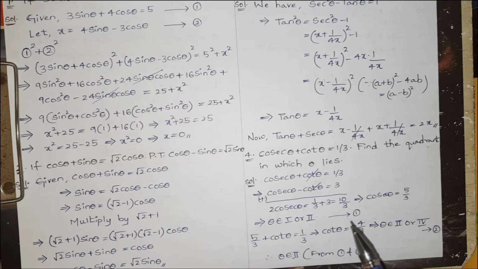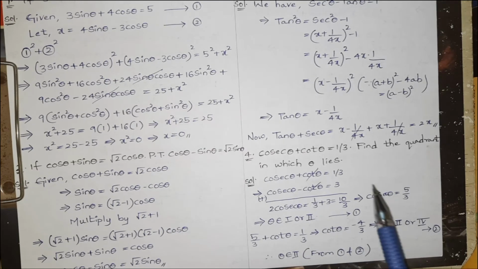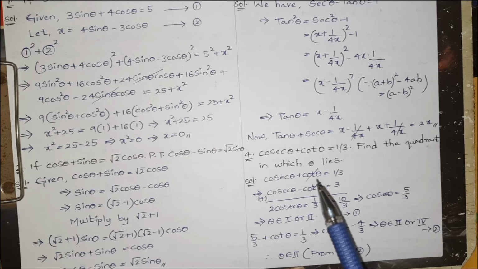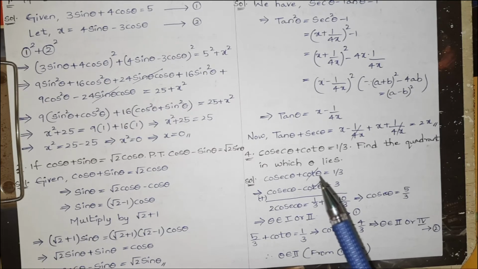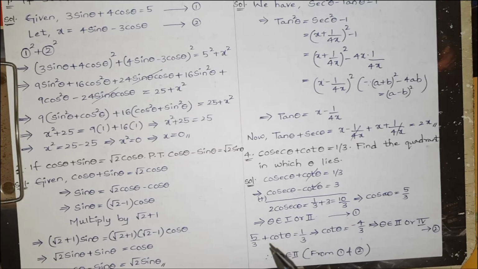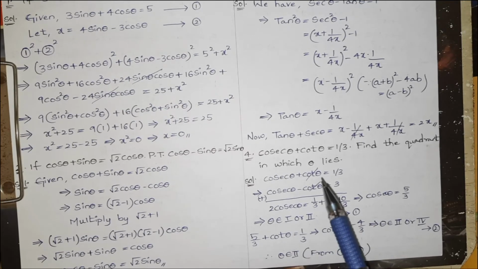So let this be the first equation. Since we got the cosecant theta value, let us substitute in any of these equations. We will get the value of cot theta. So based on that value, we'll decide in which quadrant theta lies. Let us substitute the cosecant theta value in the first equation itself.